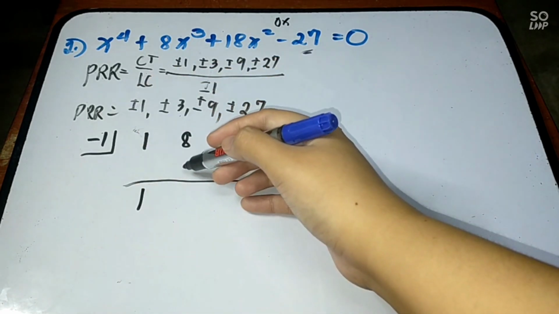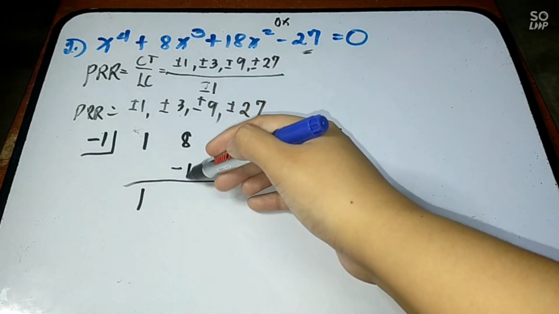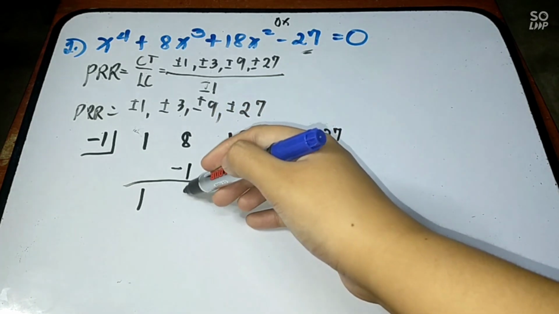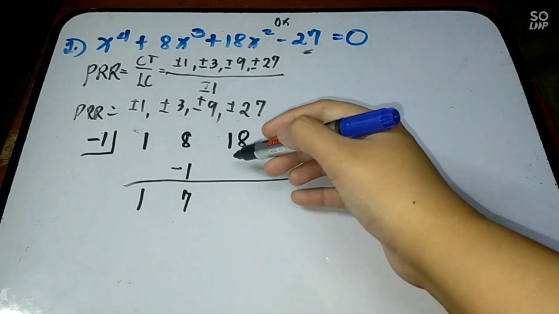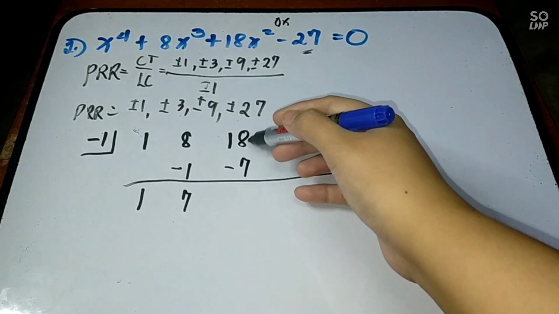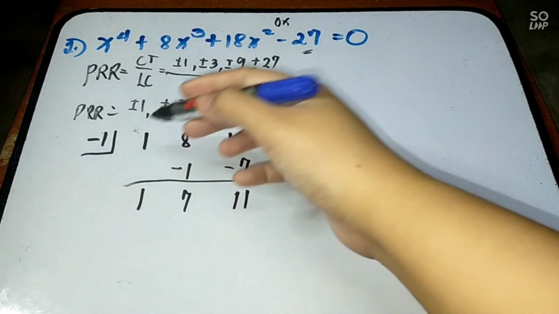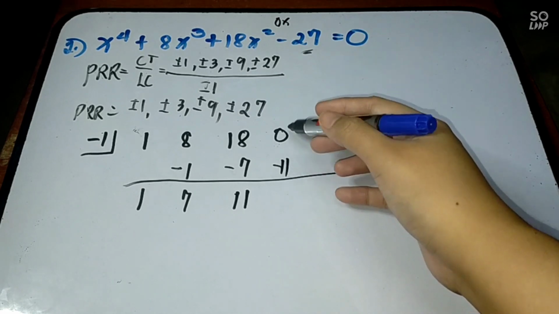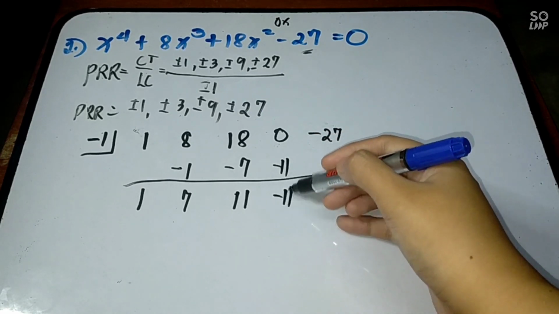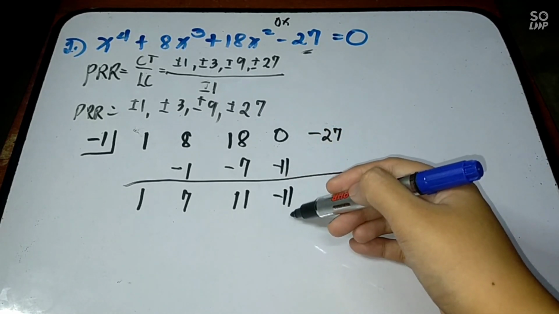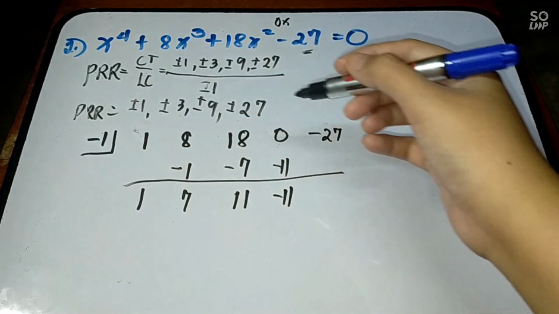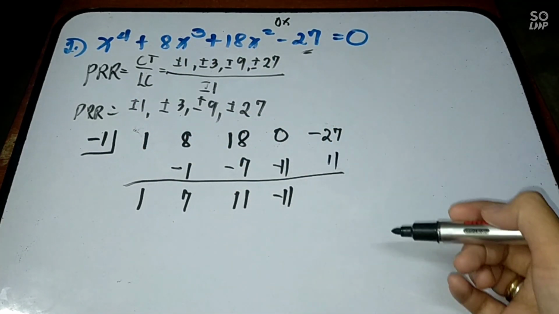1 times negative 1, the answer is negative 1. 8 plus negative 1, the answer is 7. 7 times negative 1, the answer is negative 7. Then just subtract this 1, the answer is 11. 11 times negative 1, the answer is negative 11. Bring down negative 11 kasi 0 plus negative 11 is negative 11. Negative 11 times negative 1, the answer is positive 11.